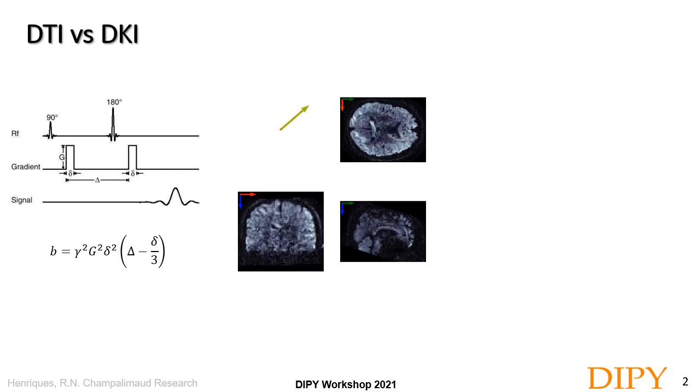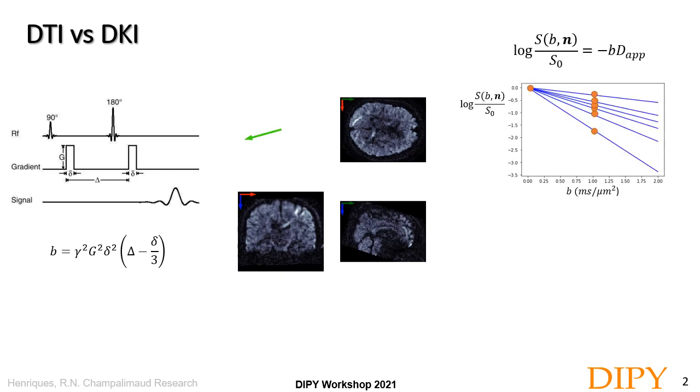How does DKI differ from DTI? As Ariel presented in the last talk, DTI quantifies the anisotropy of diffusion from data acquired with different directions for at least one B value. DTI assumes that diffusion is Gaussian, and therefore its model expects that the log signal decay, as a function of the B value, varies linearly for each gradient direction.